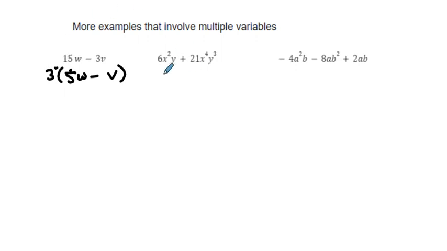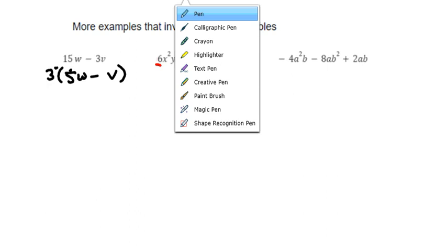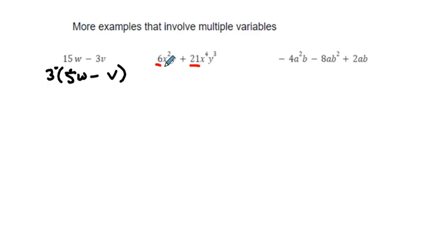Okay, so I'm looking at this, and for my numbers, I'm seeing that we've got 6 and we've got 21. Well, 6 doesn't go into 21, which I know, but 3 goes into both of them, and that's the largest number that they share. So I know I'm going to have a 3. And then we'll look at our next thing. So we've got our x terms, right? We've got x squared and we've got x to the 4th. Well, the largest amount that goes into both of those is x squared. So we're going to have x squared.